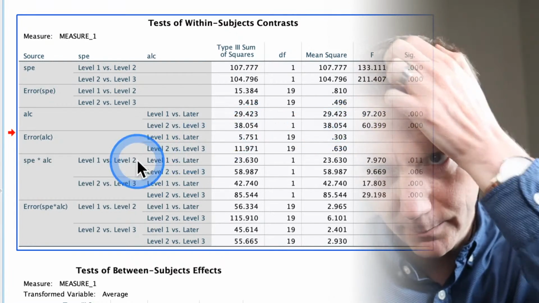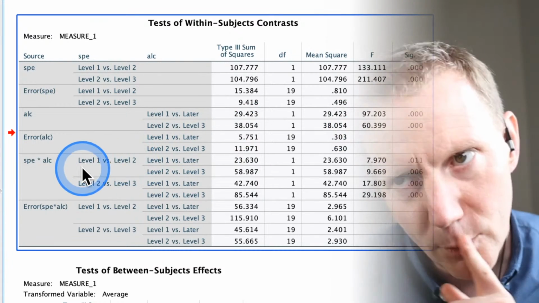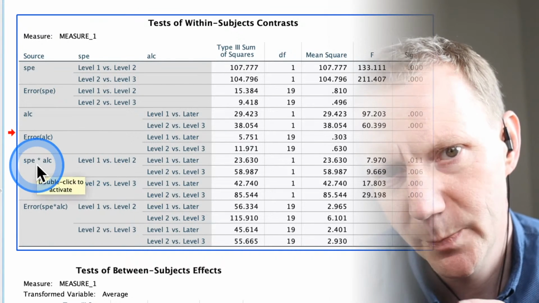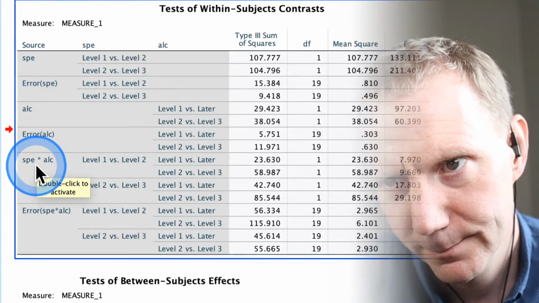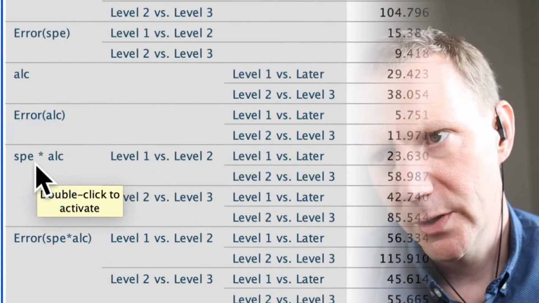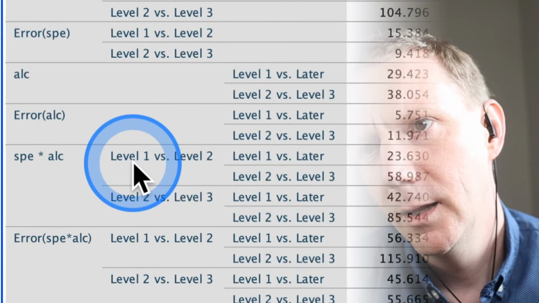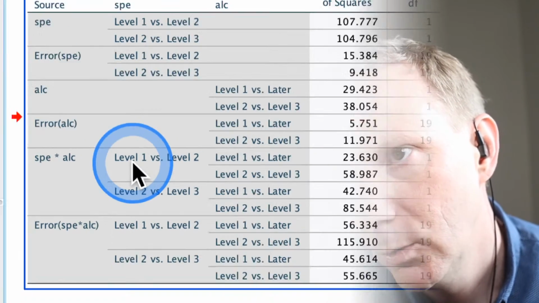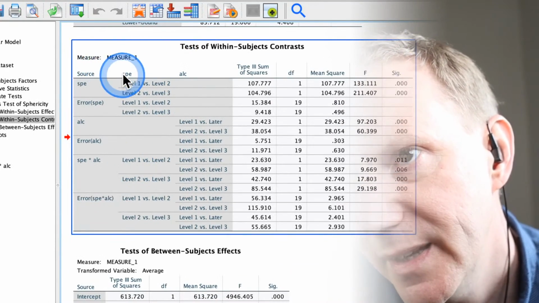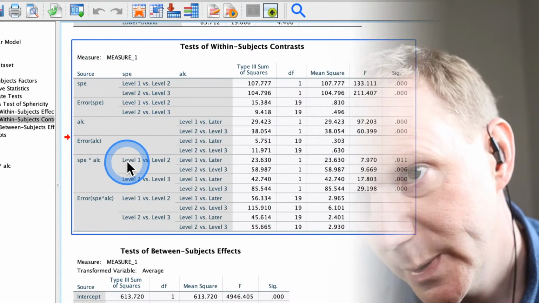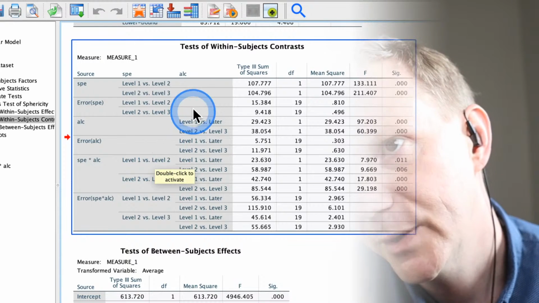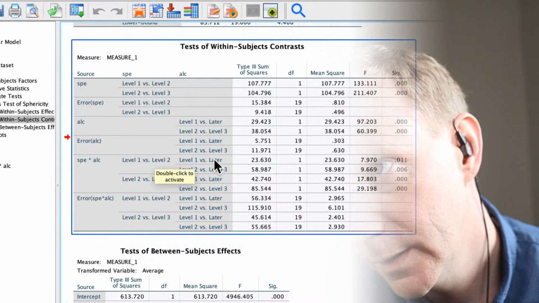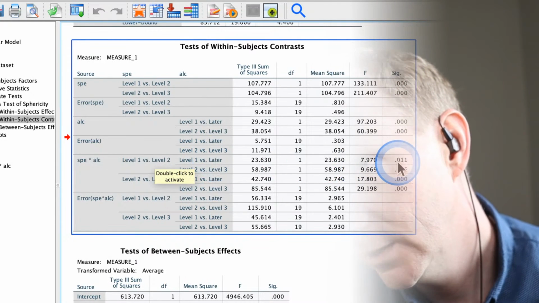So now it becomes a bit harder, because what we're doing now is combining. We're doing the interaction term here, speed and alcohol. Can you see this? So you have speed and alcohol, where for speed in this column, you're looking at the difference between level 1 and level 2. But for alcohol, you're looking at level 1 versus later. And that one is significant.